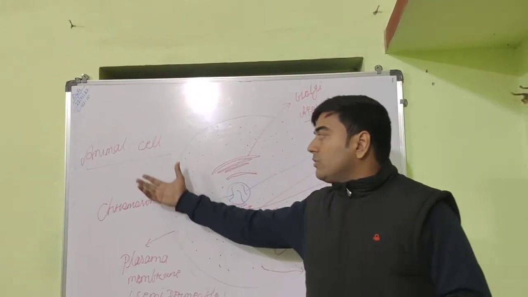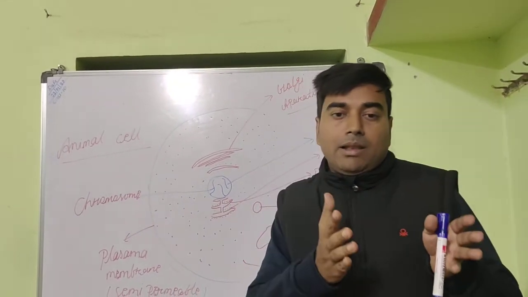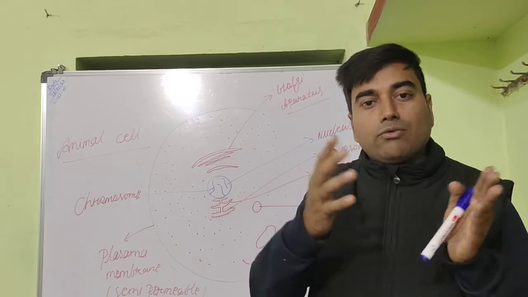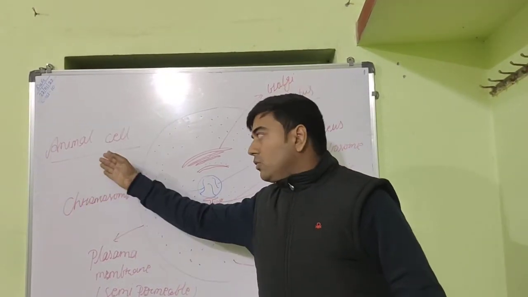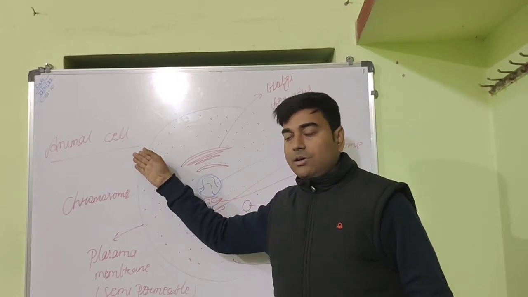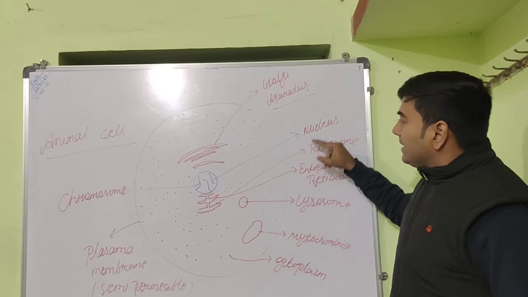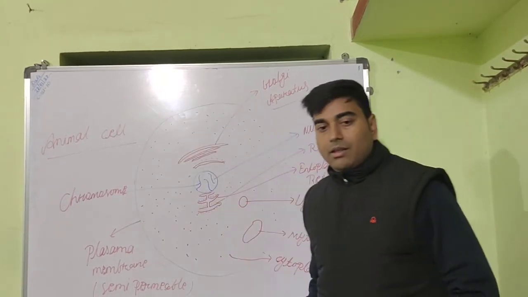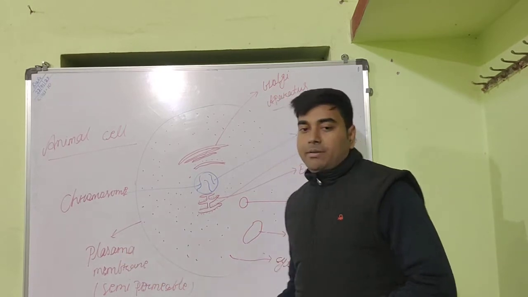So today we are going to discuss the animal cell. As we know, multicellular organisms consist of two types of cells, the animal cell and the plant cell. We are going to cover the animal cell here. This is the figure of an animal cell and these are the basic components of the cell. So starting from the very basic, the plasma membrane.